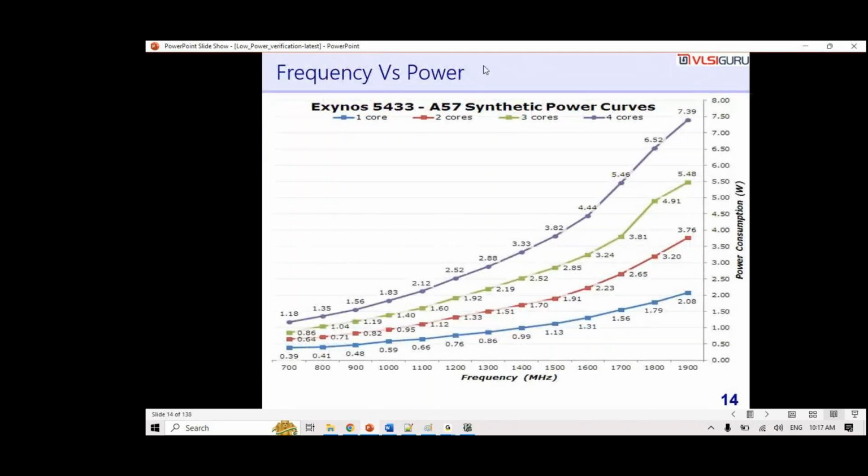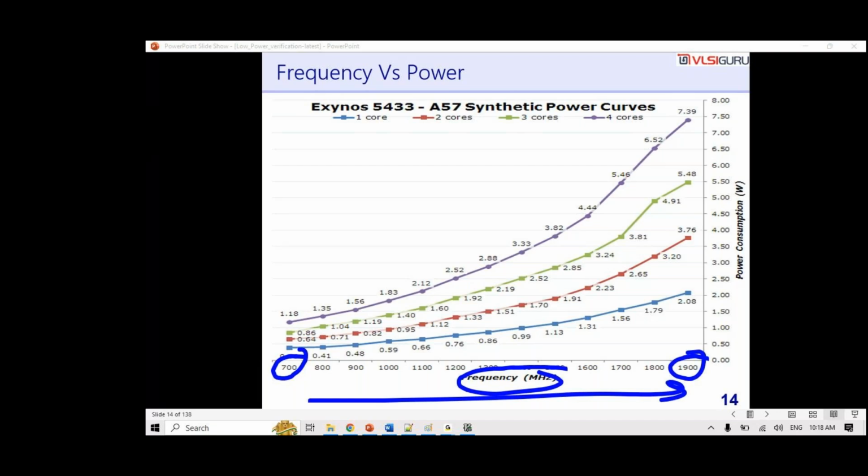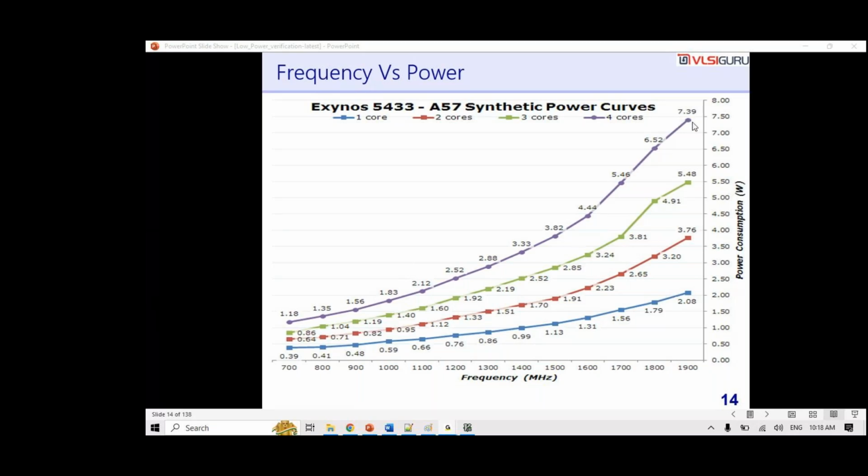So you see here, this shows one of the earlier chips, Exynos 5433, which uses A57 cores. In that, if you use one core, two cores, three or four cores, like quad core, single core, dual core, like that. Okay, so this shows as you increase the frequency from 700 megahertz to 1900 megahertz, the power consumption is increasing. This is the power consumption in watts. So when you are working with four cores at 1900 megahertz, the power consumption is almost 7.39 watts.